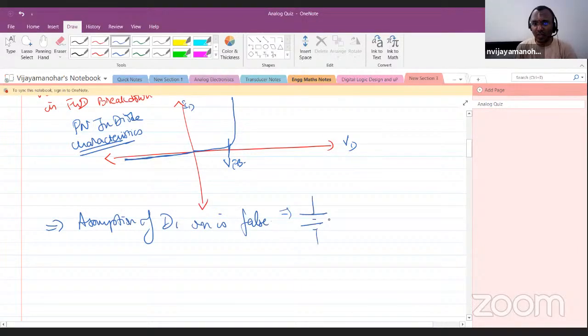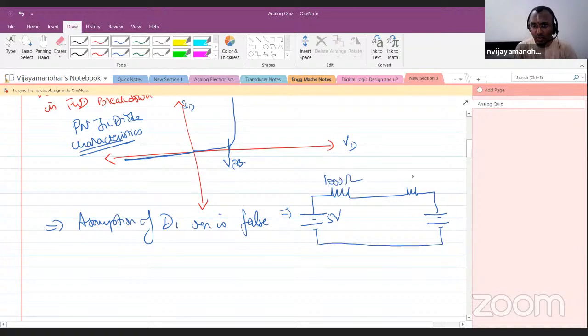So effectively, this is 5 volt. Till here many people will solve correctly. This is 1000 ohms, 1 kilo ohm, and this is 80 ohms. This is 0.3 volt, and your silicon diode is off. Off means it's like an open circuit. This is the silicon diode.